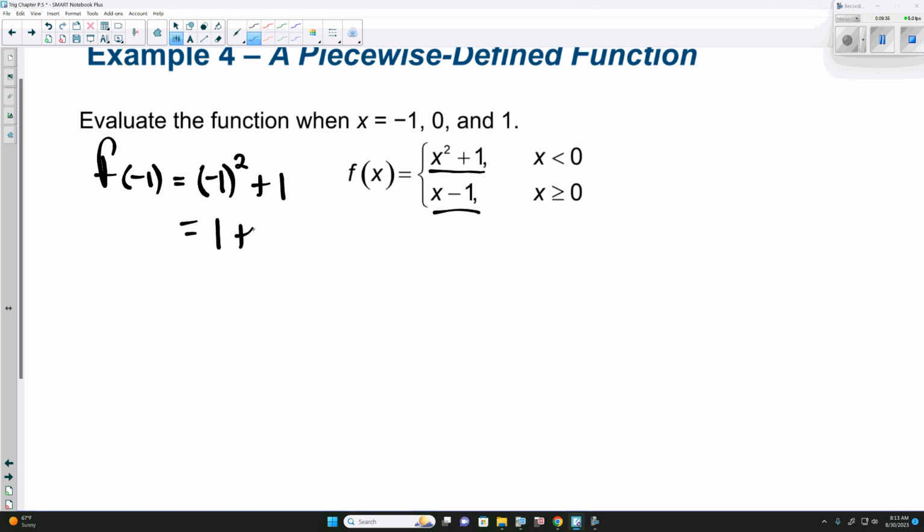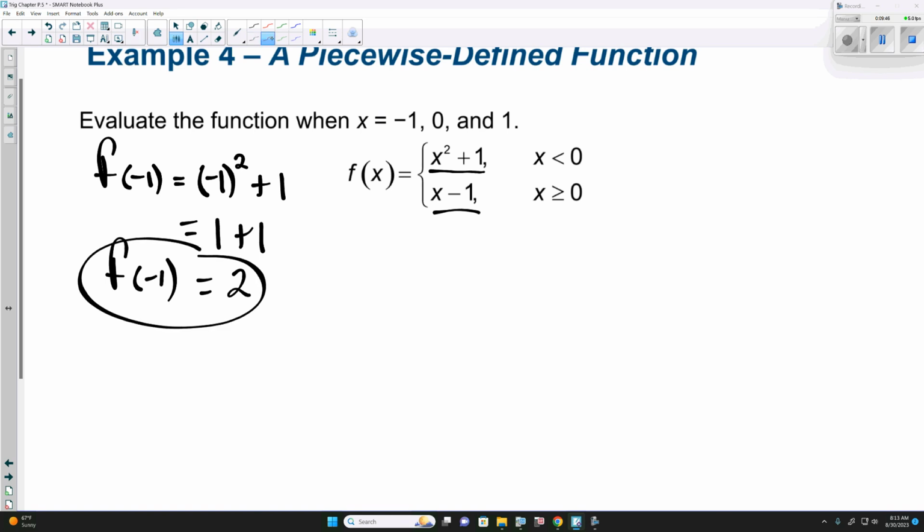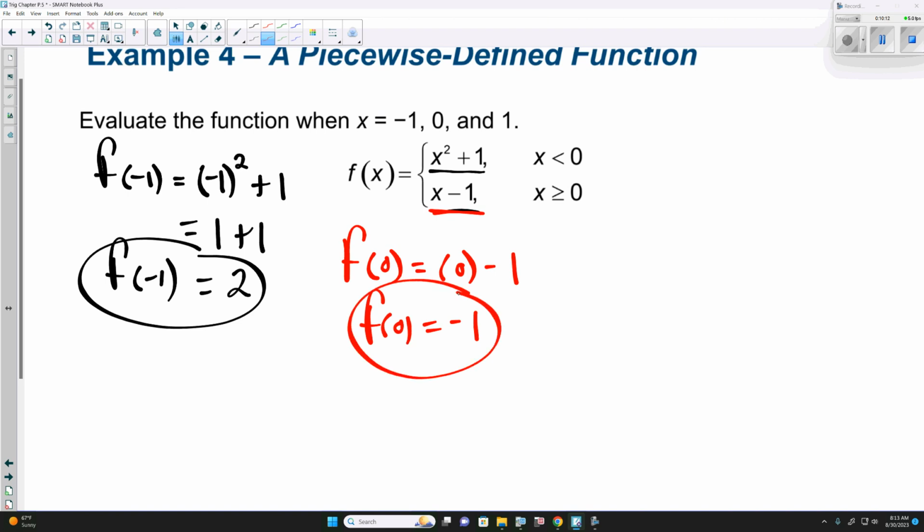-1 squared is 1, and 1 plus 1 is 2. So for us here, f of -1 is 2. Now they told us the next one was f of 0. Well, 0 does not satisfy x is less than 0. It satisfies x is greater than or equal to 0. So we have to use x minus 1. So we replace x with 0. 0 minus 1 is -1. So f of 0 in this case is -1.